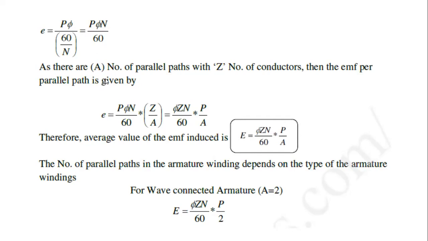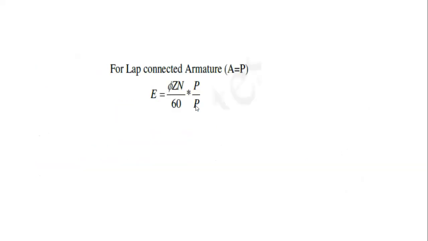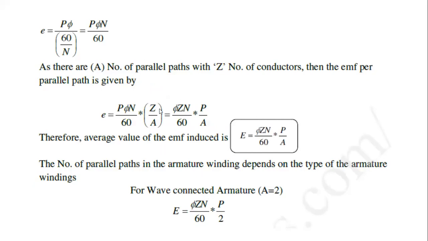A is the number of parallel paths and Z is the number of conductors. So P phi N by 60 into Z by A, which can be written as phi Z N by 60 into P by A. Therefore Eg equal to phi Z N by 60 into P by A. For wave winding we connect A equal to 2, for lap winding A equal to P. This is the EMF equation in the case of a DC generator.